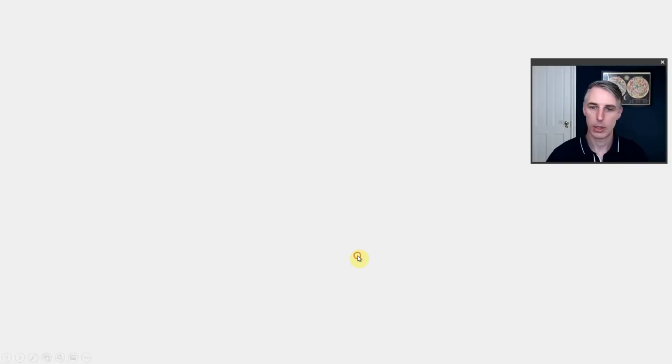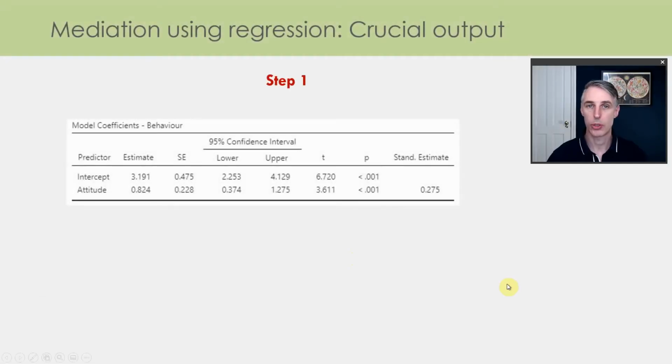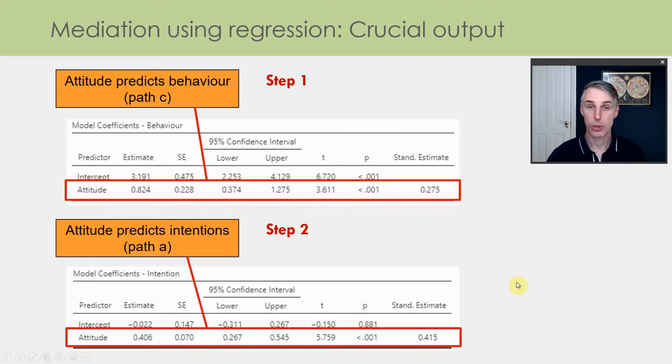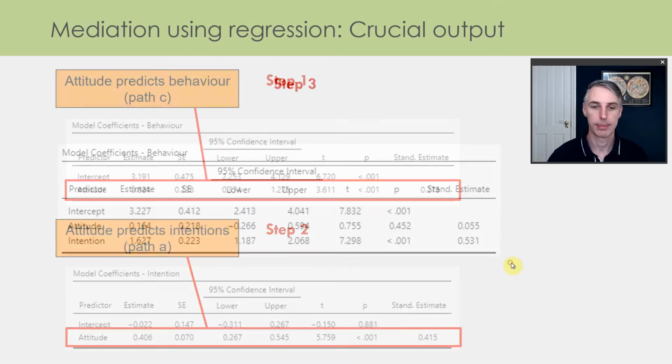Okay, so let's zoom in on key bits of the output. So this was step 1, that first analysis, and we can see that, yes indeed, attitude does significantly predict behavior. We have a significant path C. Step 2, we can see that attitude also significantly predicts intentions. So we have what we need, as it were, for path A. Our predictor predicts the mediator.